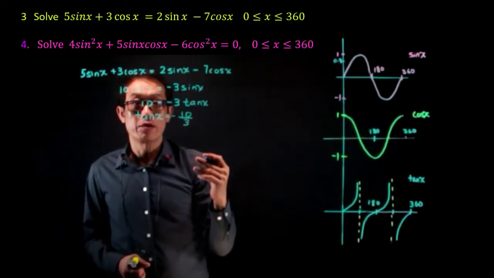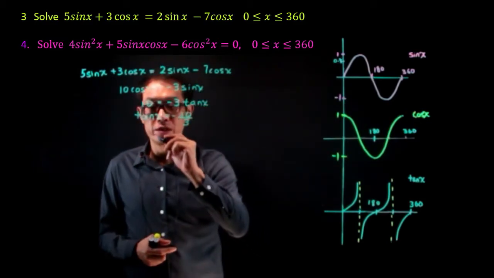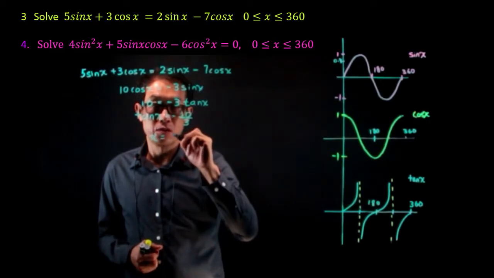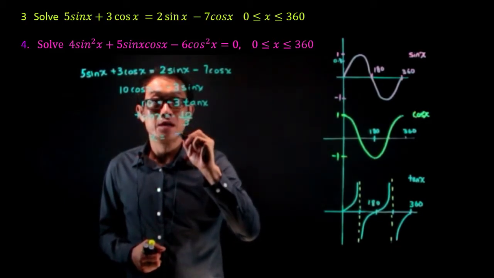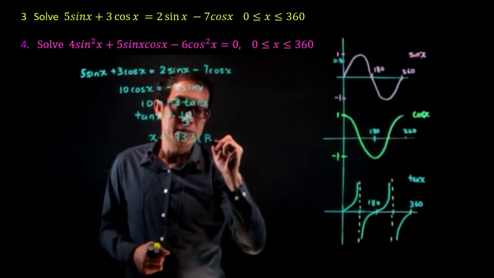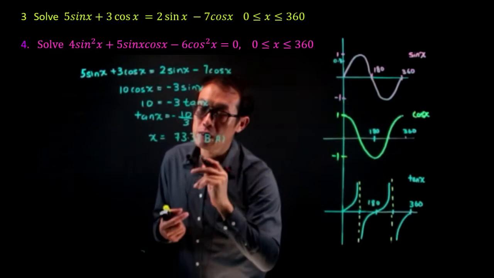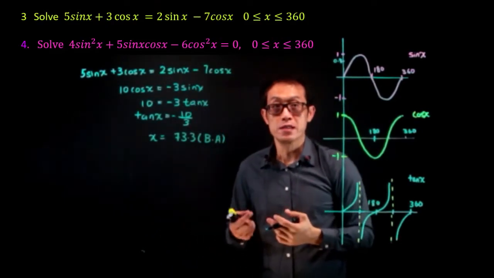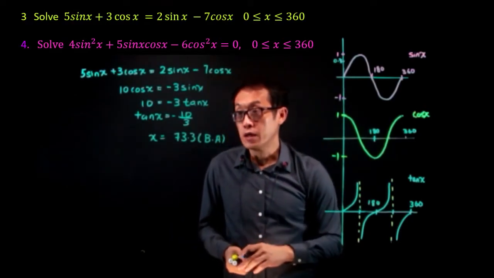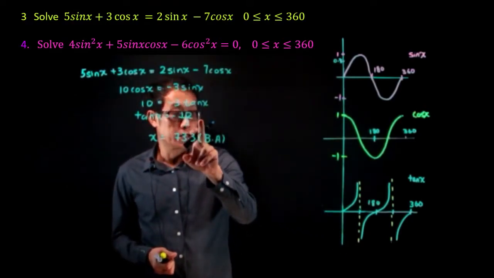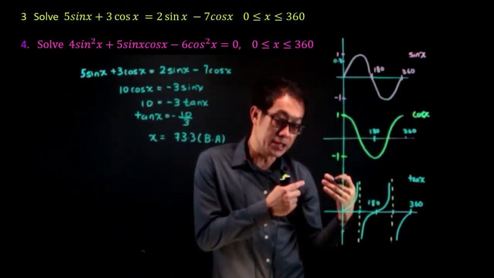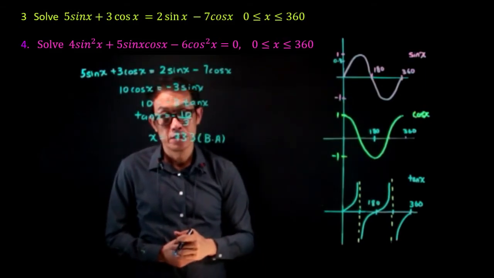Now, if you press a calculator, you press tangent inverse 10 over 3 to find the basic angle first. Alright, so you will have 73.3. Now, this is the basic angle. It is not the answer to it. This is just a reference angle. This is for working only. Now, you look at this, tangent x is negative. That means it is in the second and fourth quadrant.